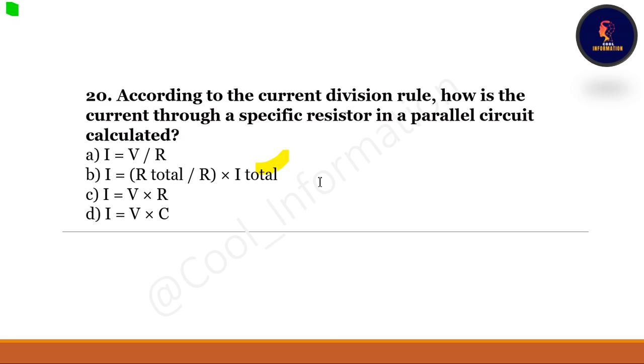And the last question is, according to the current division rule, how is the current through a specific resistor in a parallel circuit calculated? Option A, V by R. Option B, R total by R into I total. Option C, V into R. And the last option is B into C.